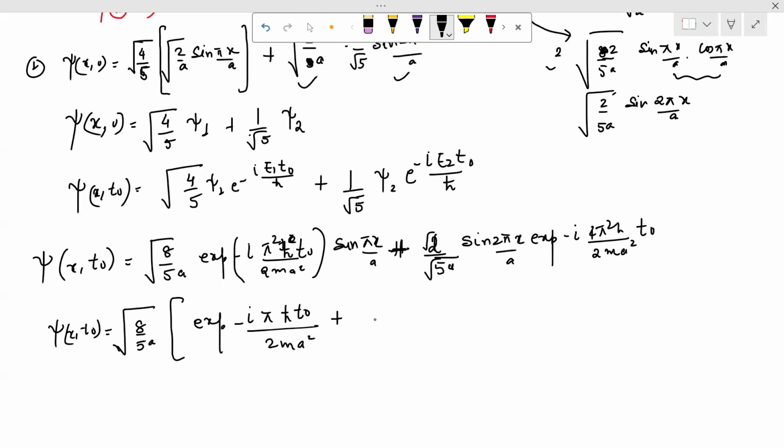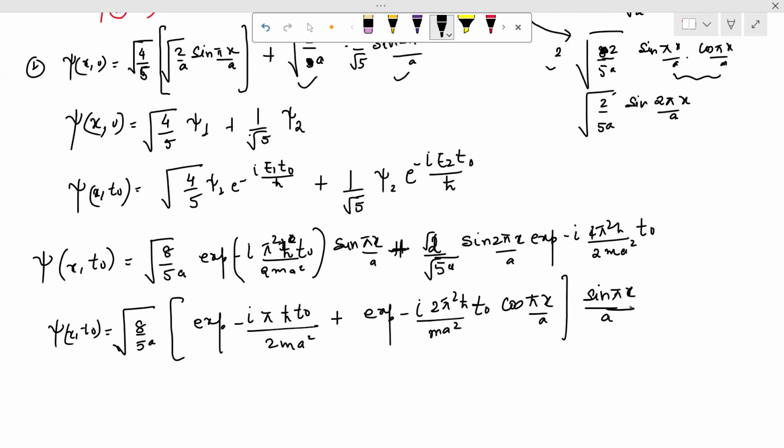So I think this is simply, if I've taken 8 common out, so this will become 1 upon 2, and this 2 pi x upon e. So I'll simply write it as exponential minus iota 2 pi square h ket upon ma square, and this t naught, and then 1 upon 2. So this will become simply cos of pi x upon a, this whole multiplied by sine.